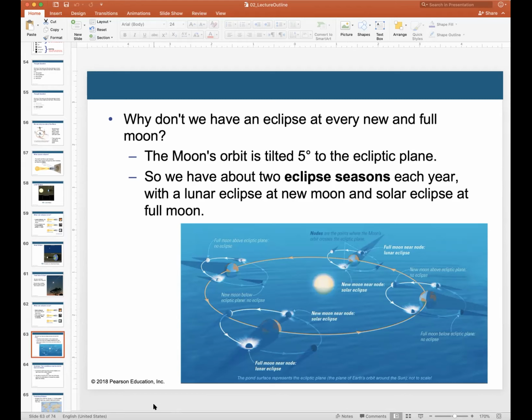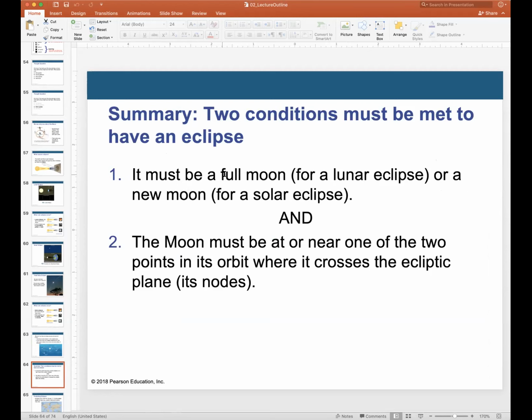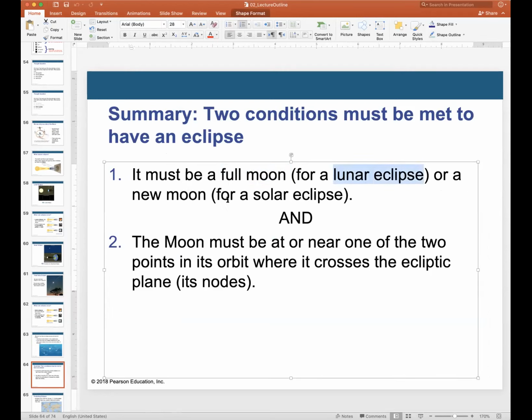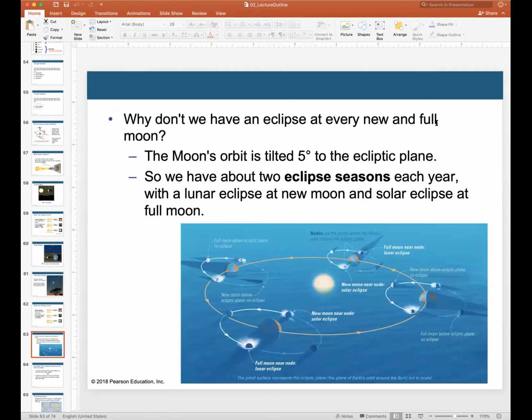So 2 conditions should be satisfied. First, full moon for lunar eclipse, new moon for solar eclipse. And the moon must be at or near one of the 2 points in its orbit where it crosses the ecliptic plane, meaning that it doesn't have the 5 degrees orientation anymore. This point and this point. So we have seasons for lunar and solar eclipses.